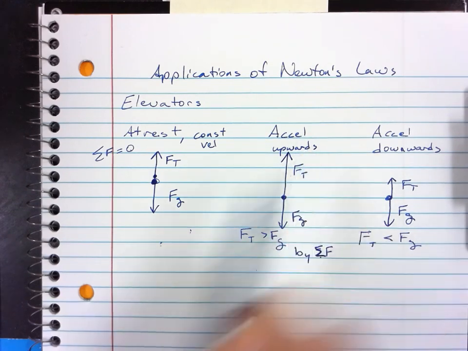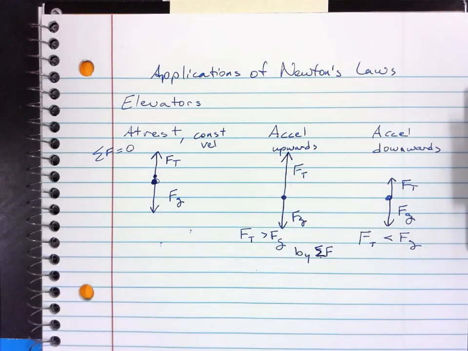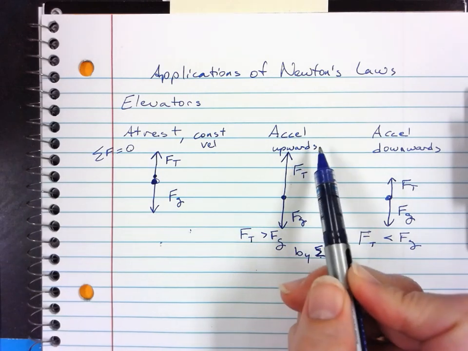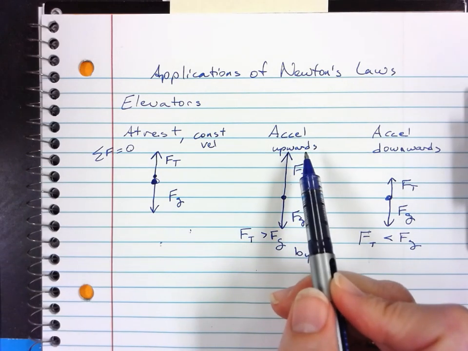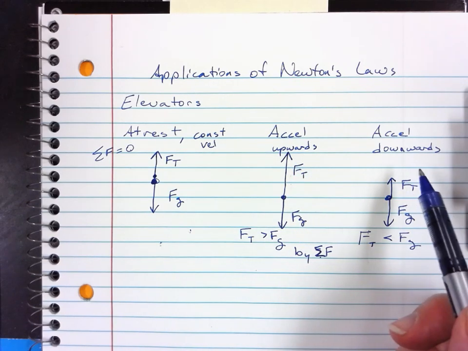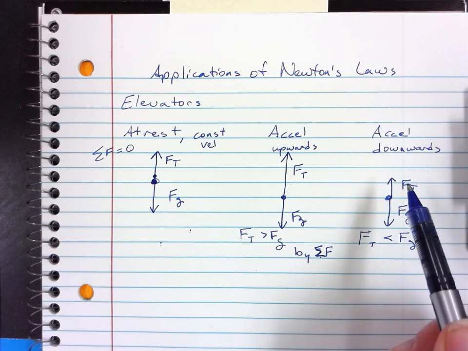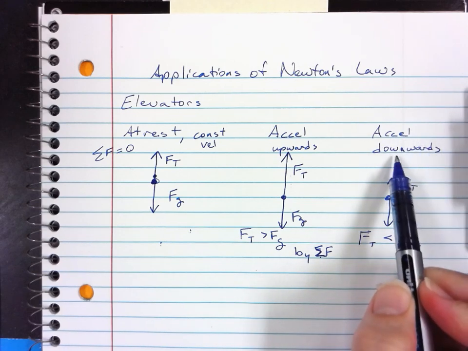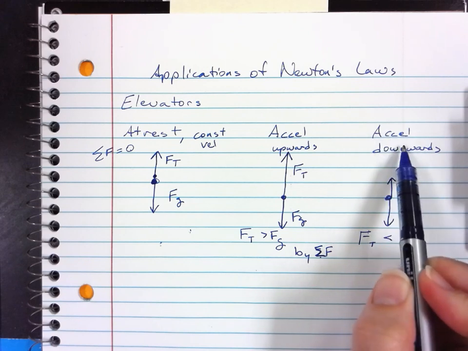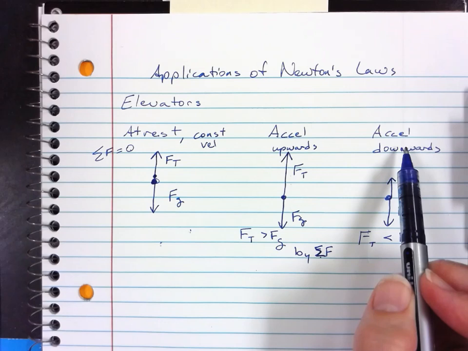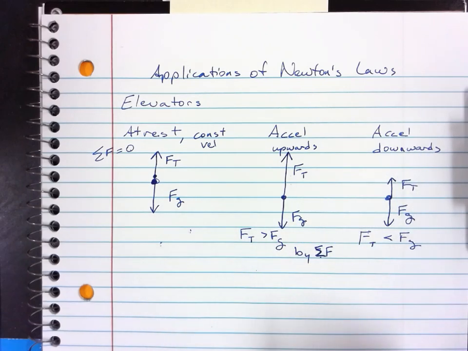Now remember, accelerating upwards does not mean moving upwards. Accelerating upwards occurs if you are speeding up upwards or moving downwards and slowing down. Accelerating downwards happens if you're speeding up downwards or moving upwards and slowing down. If the acceleration and velocity are in the same direction, you have speeding up; opposite direction, slowing down. So you've got to know both pieces of information.